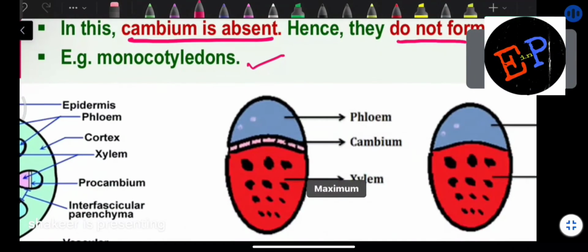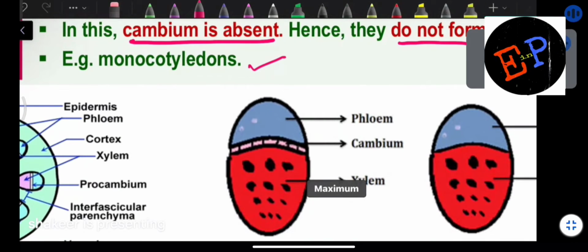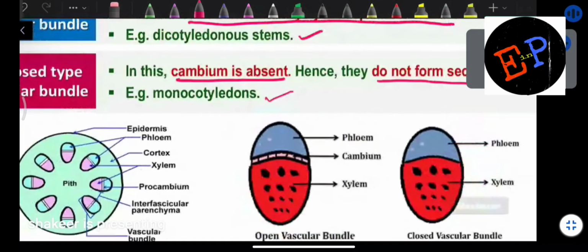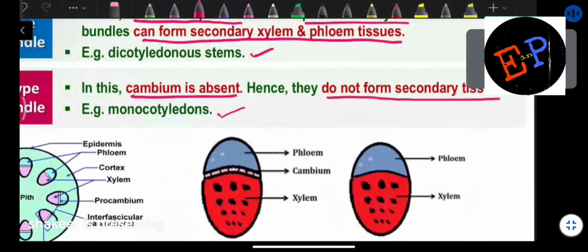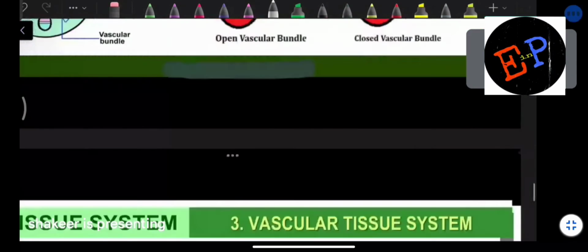That's it. Here in the figure he has shown it very clearly. This is the open vascular bundle. Open vascular bundle means what? Cambium is present. And closed type of system means cambium is absent. Clear? And what is meant by cambium? Here you are seeing a small layer of cells. This small layer of cells is nothing but cambium. That cambium is absent in monocotyledonous stems, which are also called closed type.